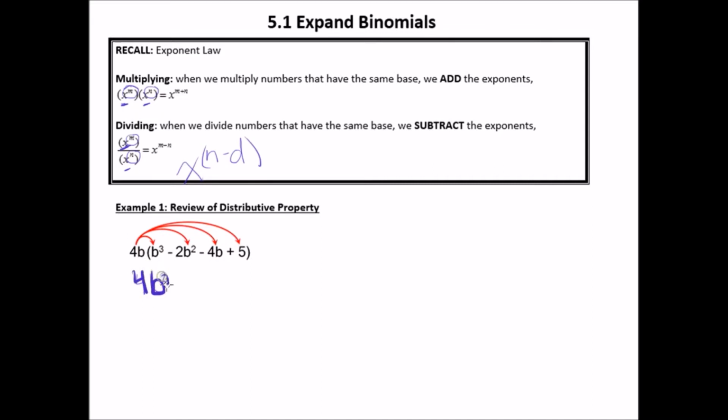4b times -2, so 4 times -2 is -8, and then b times b squared is b cubed. 4b times -4b would be -16b squared, and then 4b times +5 is +20b. So that's a little bit of a review of the distributive property.